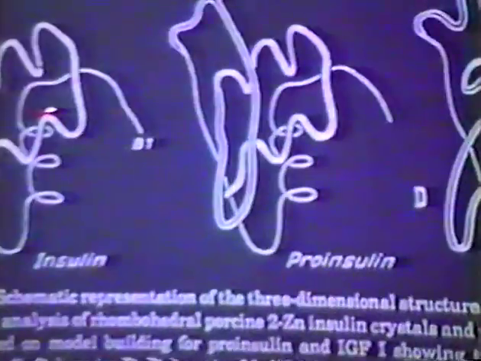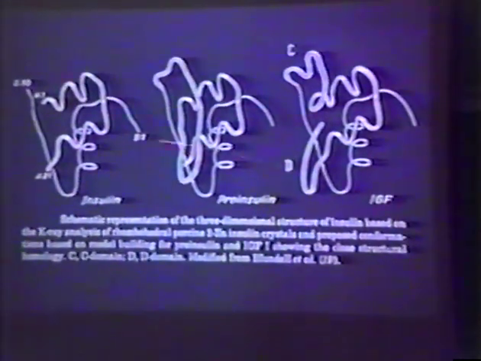And this activity is due to its three-dimensional structure. There's insulin, proinsulin, and IGF. As you can see, the three-dimensional structure among all three of them is fairly similar. Due to this similarity, IGF-1 has a rather low, but still present, affinity for insulin receptors.